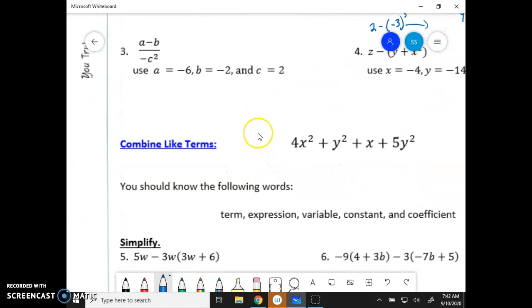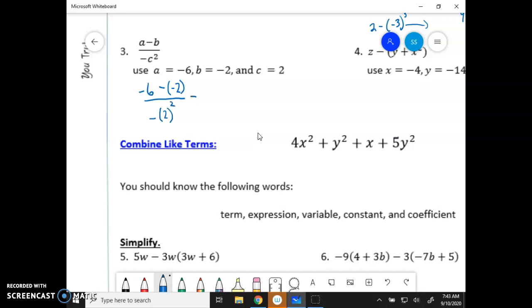Number 3. So first thing we want to do is just substitute out everything. So we get A is negative 6 minus negative 2. Really important that we go slow with these to make sure we don't make a mistake, because we got back-to-back negatives, so we're going to have to do what we just did before in problem 2. And then we have negative C, just 2, and then this is squared.